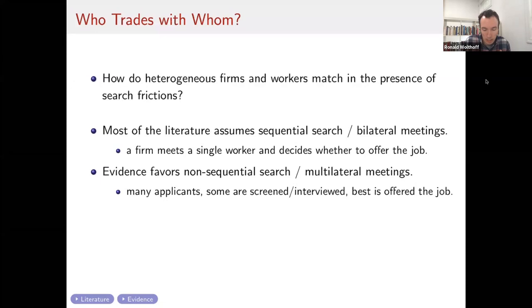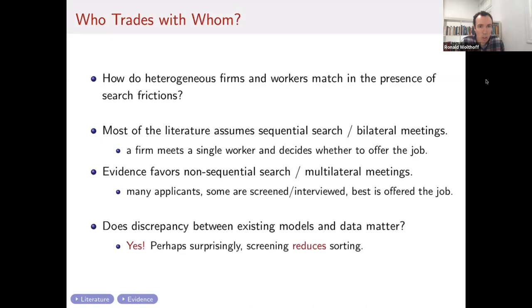And of course, the crucial question is, okay, does that matter, right? We all know models are wrong, but we're going to argue that getting this dimension right matters quite a bit for the conclusions that we get. And perhaps surprisingly, we are going to find that the easier it is for firms to screen, the easier it is to compare multiple applicants against each other, the harder it is to get sorting in our environment. Okay, and that might be surprising now, but hopefully by the end of the talk, I'll have convinced you that this makes sense.